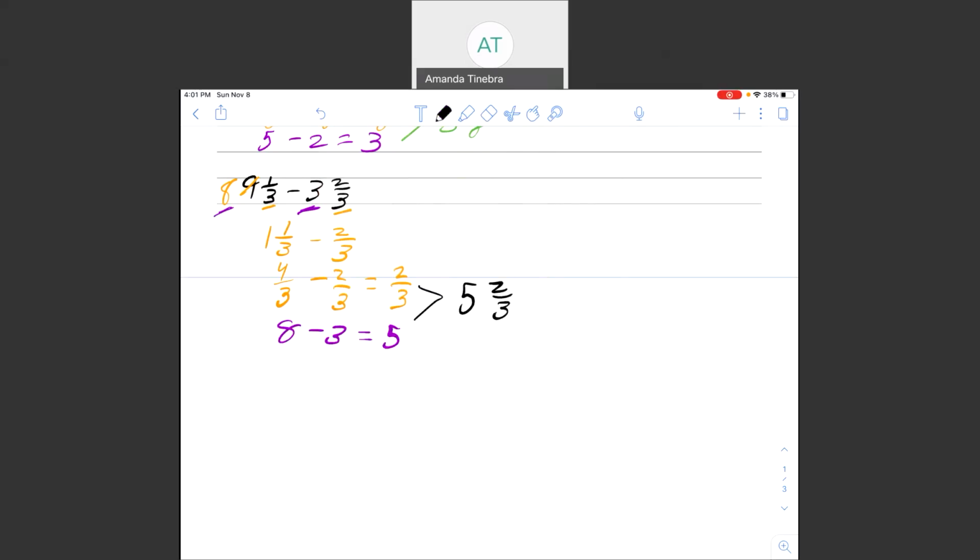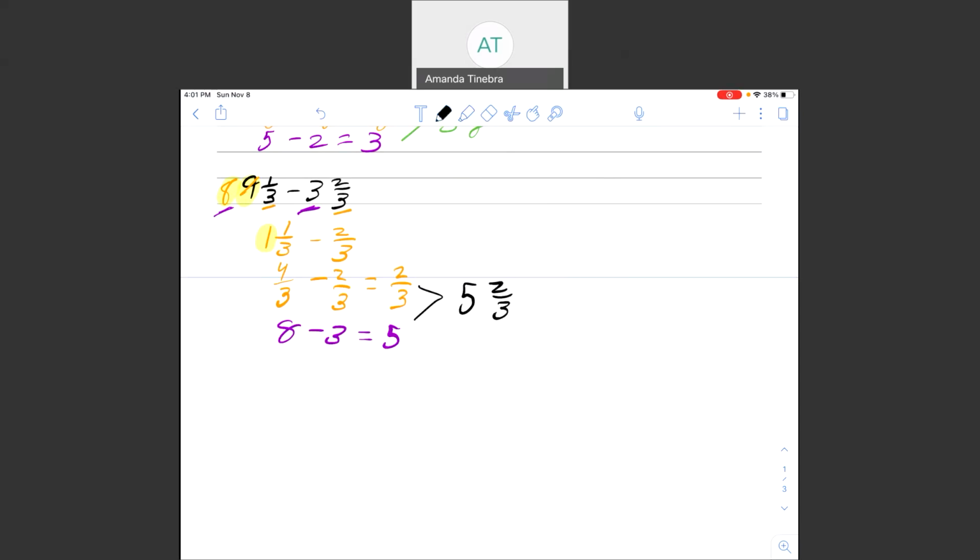The only extra step here is that when I didn't have enough in 1/3 to subtract 2/3, I turned this 9 into a 1 and an 8. The 1 helped me deal with the fraction part. The 8 helped me deal with the whole number part. I want to show you one more problem like this so that you can see another example of how this might work out.